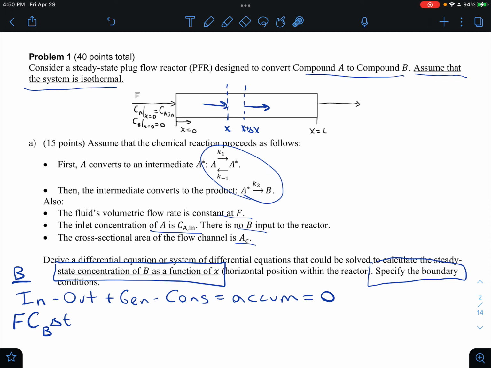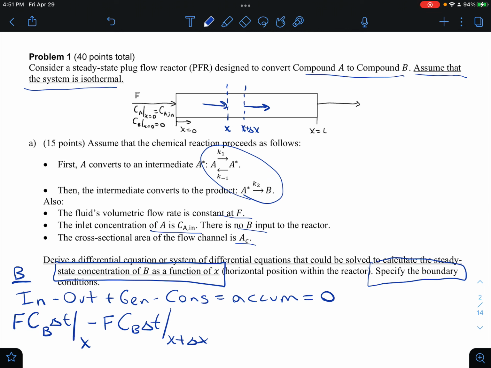A common mistake is to say, well, there's no B going into the reactor, therefore there's no B going in. But remember that our control volume is going to occur at an arbitrary position of X. So if X is somewhere in the middle of the reactor, then in the volume that comes before that portion of the reactor, there was some B created. So there would be B input into the control volume. So now that's our input. It occurs at X. Our output is going to be F CB delta T at X plus delta X.